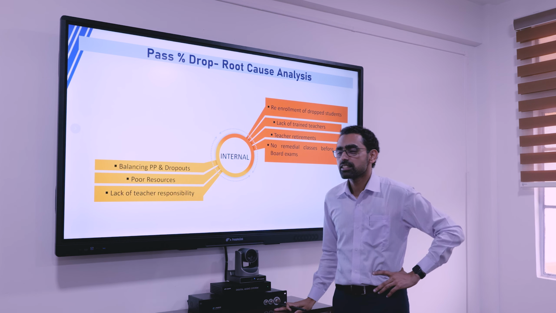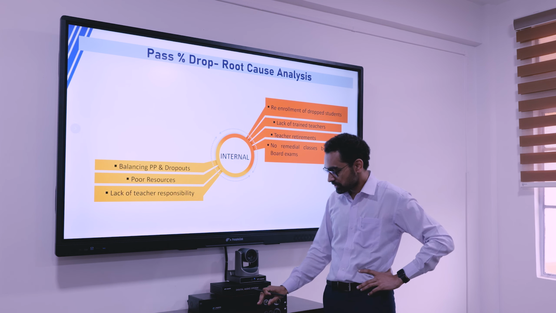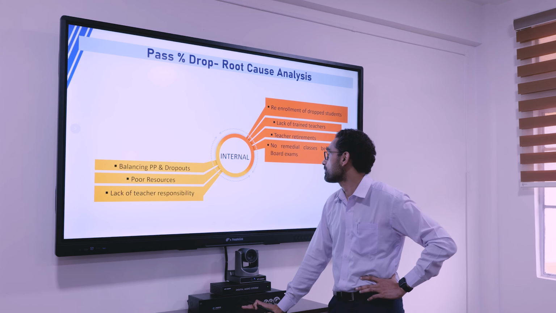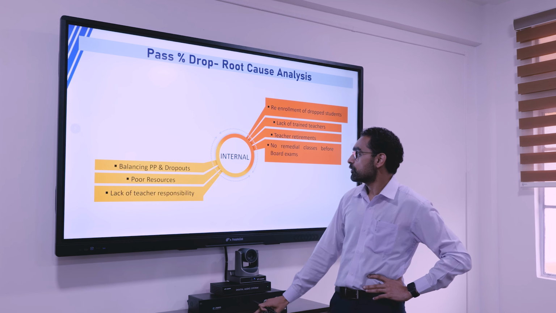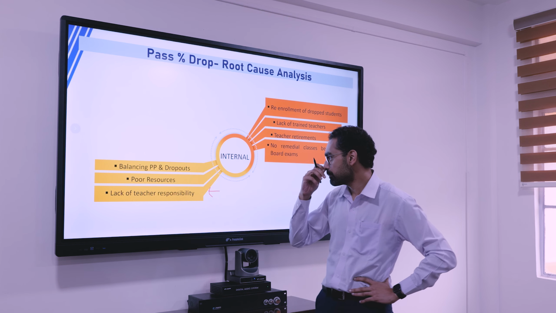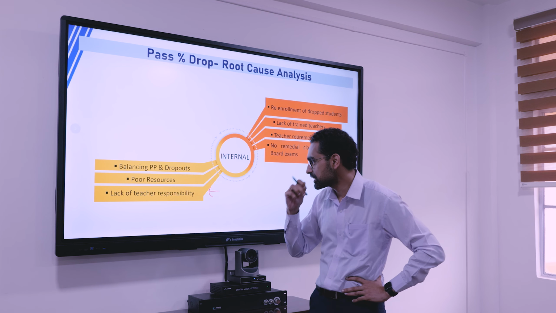So the next set of factors are the internal factors, which also play a role in the dropouts and the poor pass percentage. Now, if you see a few of the points here, one of the points is lack of responsibility, which is set.